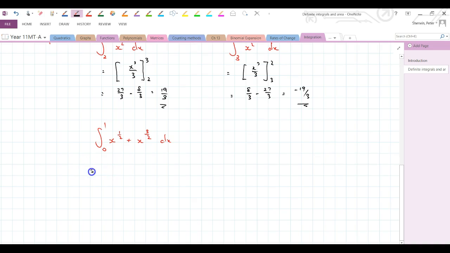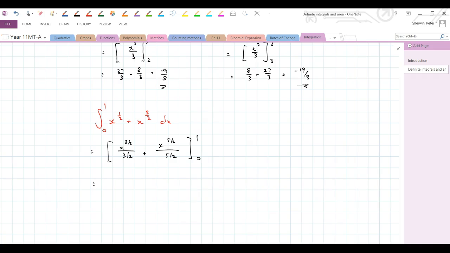Down here, just one more example. Now this is a sum of integrals. What we can do is just work out what each integral is independently. So add 1 to the power, x to the 3 over 2, divide by 3 over 2. Do the same here, we get x to the, add 1 to 3 over 2, you get 5 over 2, divide by 5 over 2. Alright, we'll tidy that up, but that's going to go between 1 and 0. Let's tidy up these fractions, make it easier for us to work them.